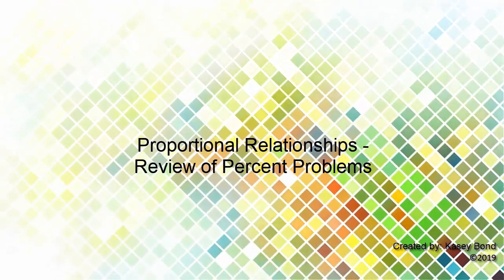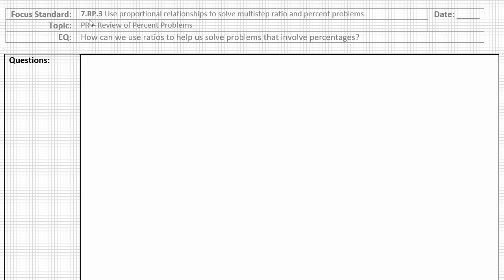For today's lesson, our focus standard comes from Grade 7, Ratios and Proportional Relationships, Standard 3. Use proportional relationships to solve multi-step ratio and percent problems. Our topic for today comes from Proportional Relationships, Review of Percent Problems. Our essential question is, how can we use ratios to help us solve problems that involve percentages?